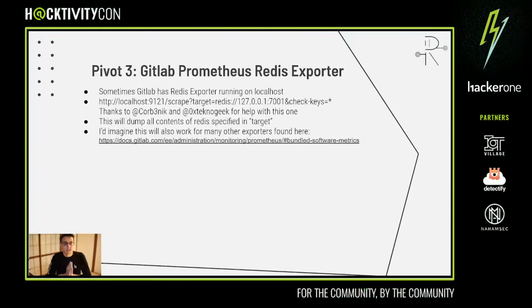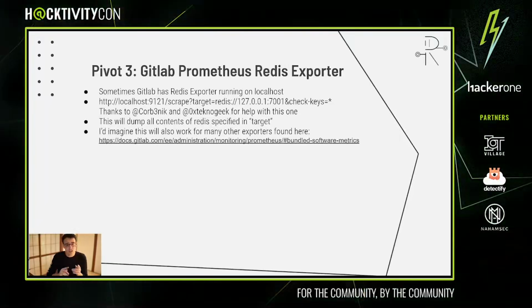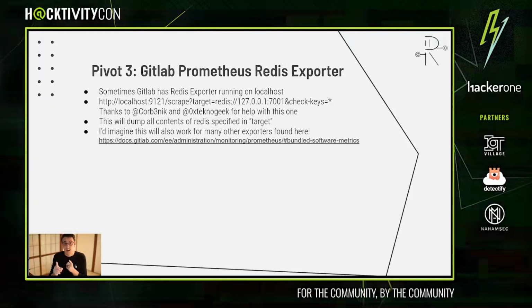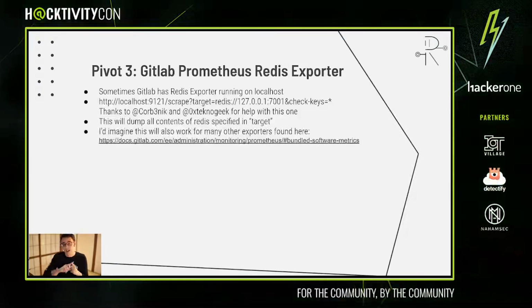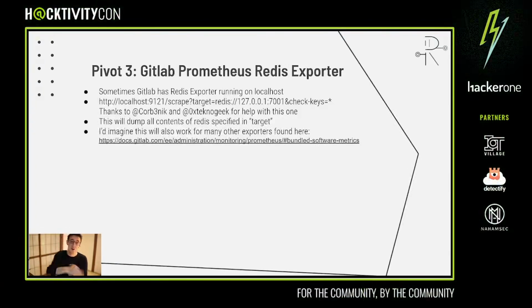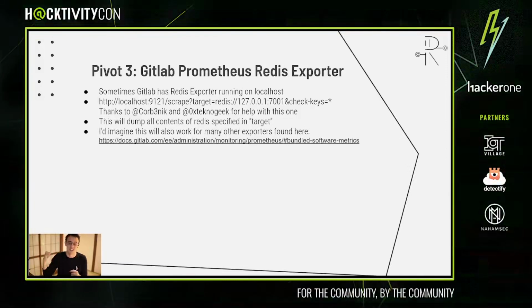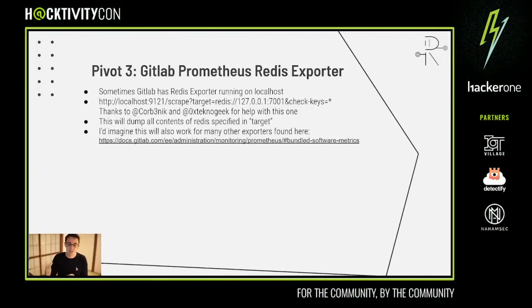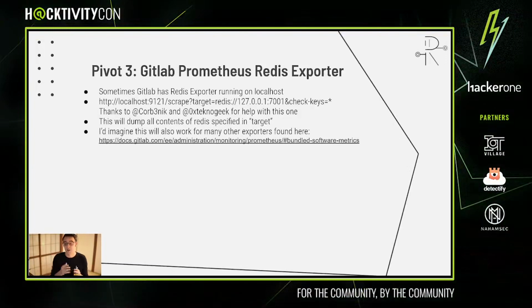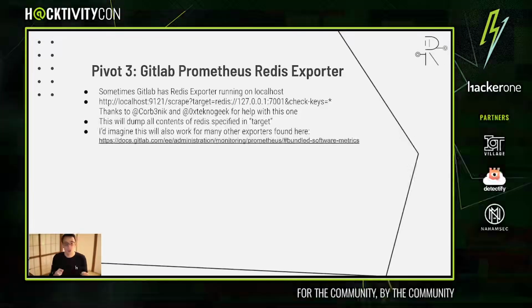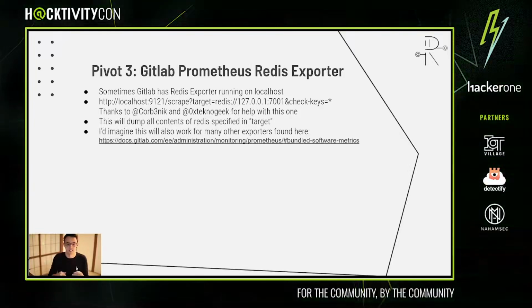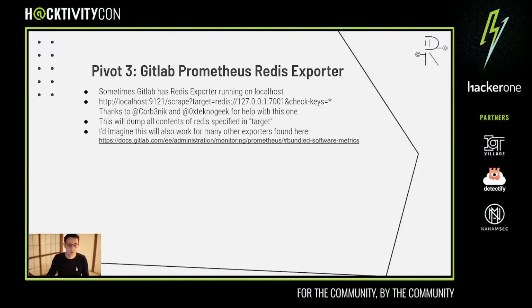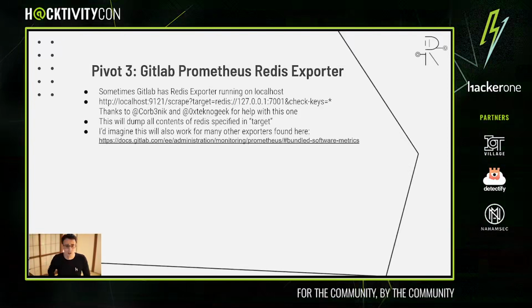9121/scrape, and you pass in a target, you can actually specify a Redis instance. And what'll happen if you put check-keys equals to star is it'll go out to that Redis instance, dump all of the keys, and then return that to you in the HTTP response. So you can do some really cool stuff with this if you know some internal Redises in their network, or even if GitLab is running a Redis that has something sensitive in it, you can hit that as well. I'd imagine this would work for a lot of the other exporters too.